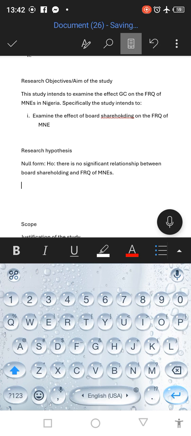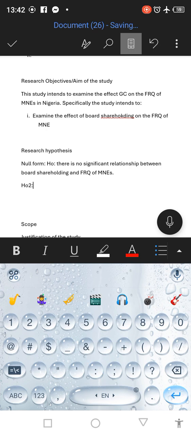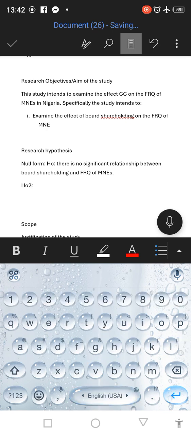If you are having two, you are going to state the other one too in null form. This will be H1, this will be H2. Sorry, all these are going to be subscripts. So we are going to keep stating it like that, following the pattern of the first one.